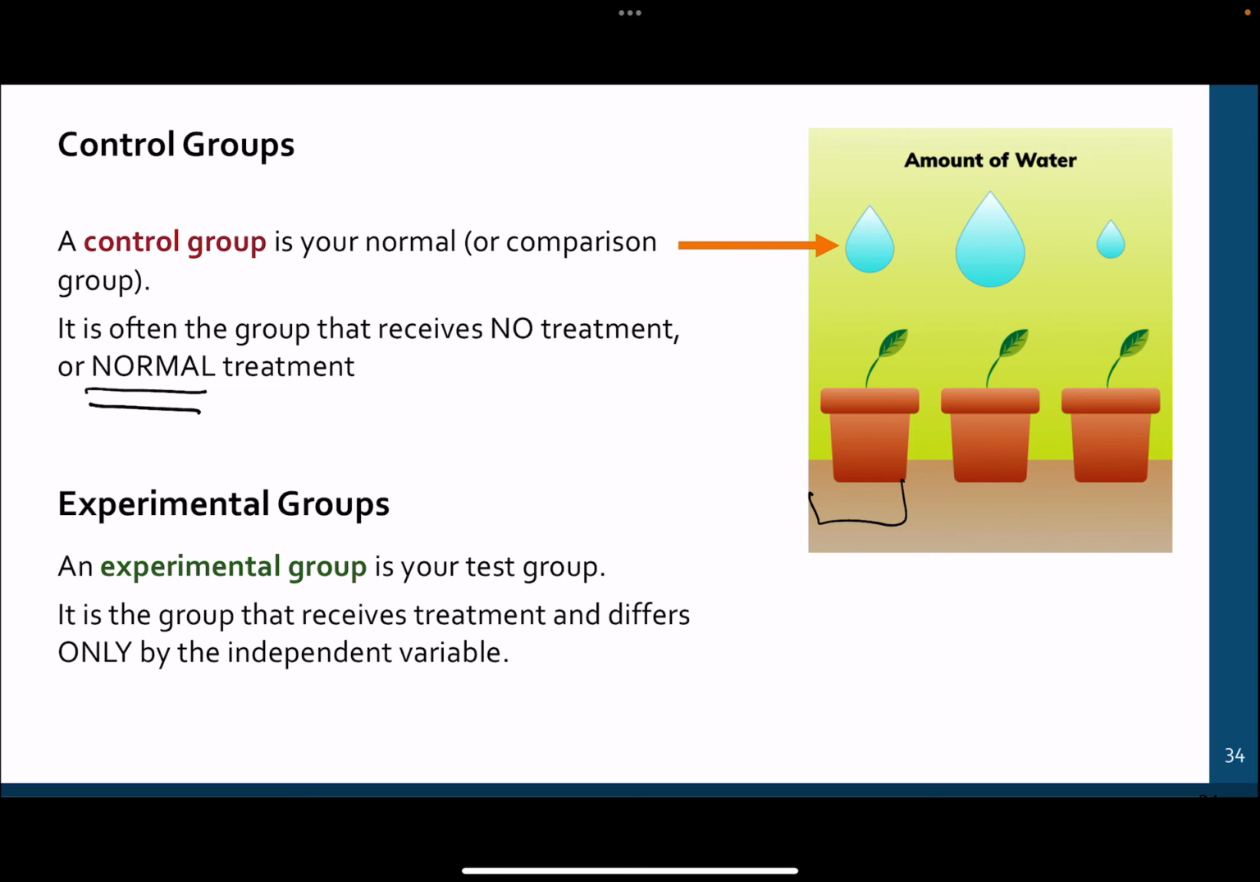Your experimental group is going to be your test group, and they are going to receive a treatment that is different. Everything else should be the same. So besides that experimental treatment, your experiment should be the same. So other than the experimental group, all variables should be the same.